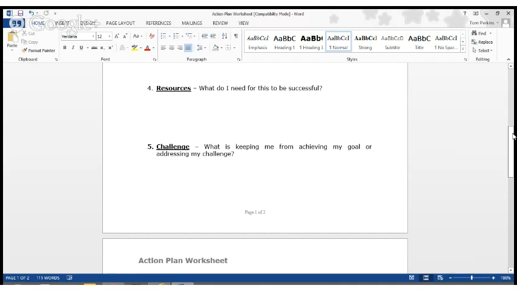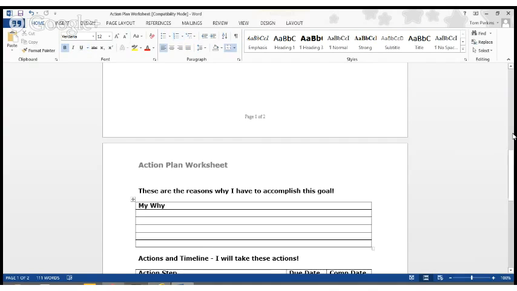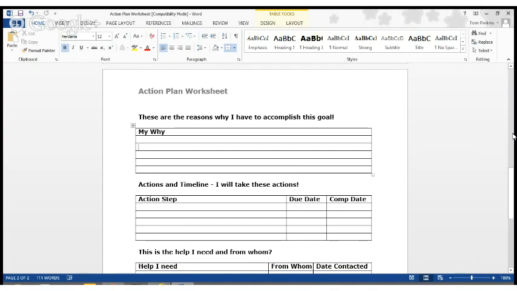The challenge: what is keeping me from achieving my goal or addressing my challenge? What are some of the things keeping me from this? I'm not getting up early enough. I don't have an accountability partner. I tend to love desserts. These are some of the challenges that somebody would have. The next part would be the why. What are the reasons why I have to accomplish this goal?